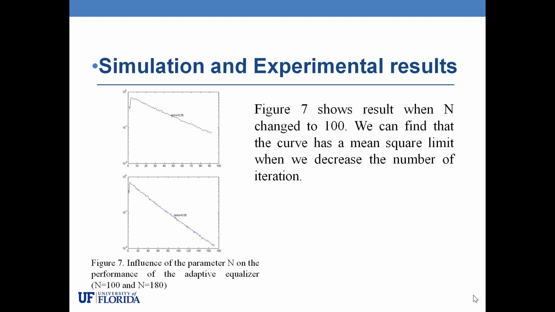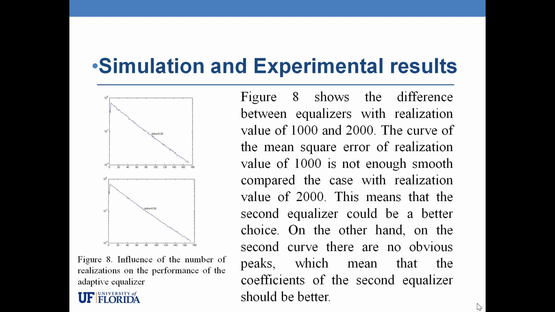Figure 7 shows the result when N changes to 100. We can find that the curve has a mean square error limit when we decrease the number of iterations. Figure 8 shows the difference between the equalizer with realization value of 1000 and 2000.